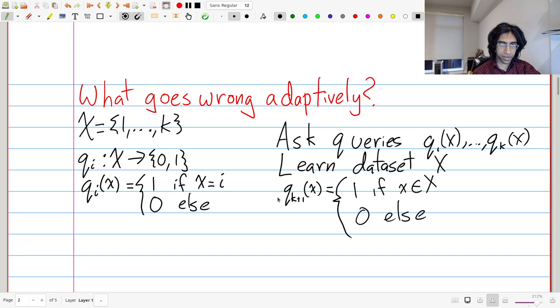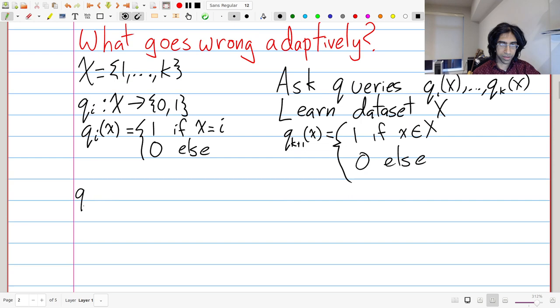The issue is the following. Q of k plus 1 on the data set X is equal to 1, by definition. For each point in the data set, it's going to give you a 1 if it's in the data set, and 0 otherwise. But the issue is that q of k plus 1 on the true distribution is going to be less than or equal to n over k. And remember, I told you to picture the case where k is very, very large. Then there's a huge gap between the two.